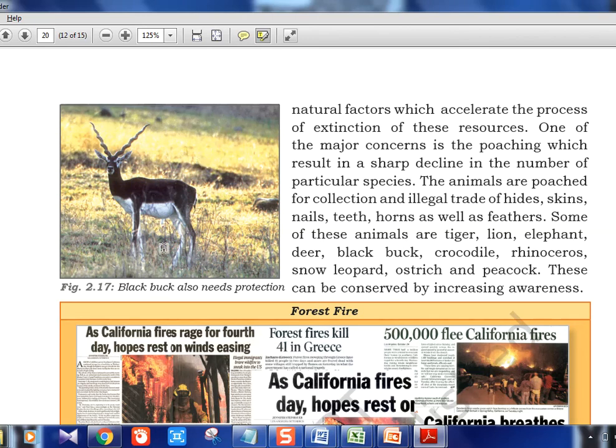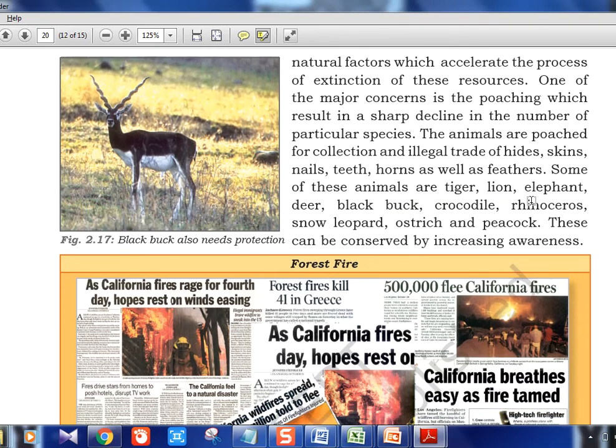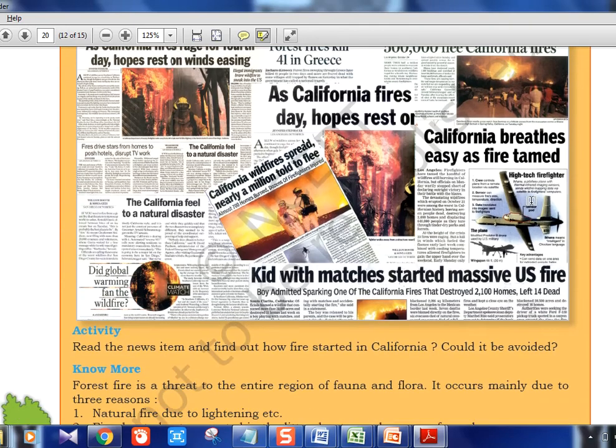Black bug protection. I think in UP some steps have been taken recently. It was there in the news one month back. Please read on black bug. Check what its status is in IUCN, because that is how UPSC frames questions.